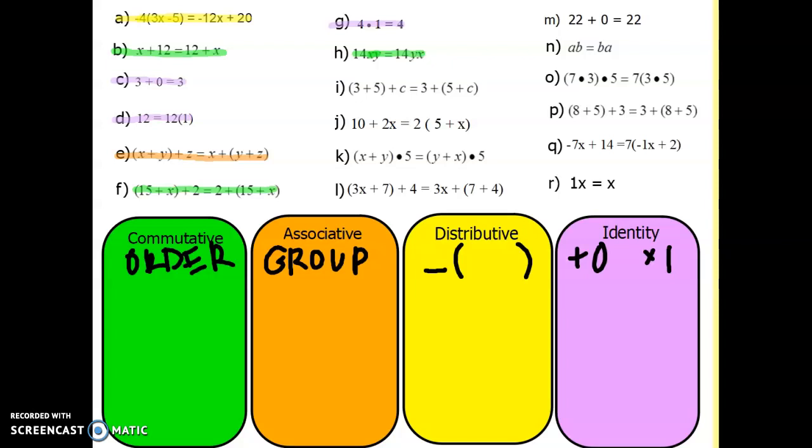All right, take a look at I. I would be an example of associative. 3 plus 5 plus C, 3 plus 5 plus C, but what we notice is the groupings are different. All right, take a look at J. All right, hopefully this is good old distributive property, so one that you're more familiar with. 2 times 5 is 10, 2 times X is 2X.